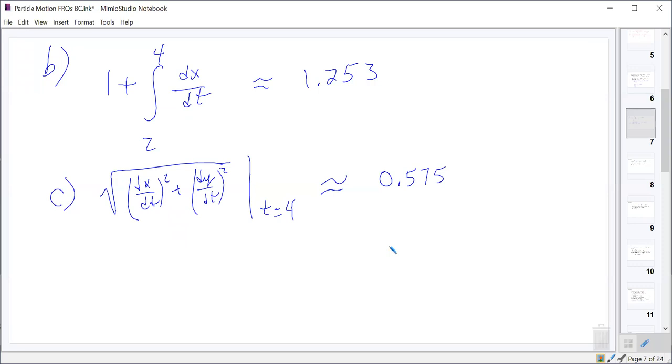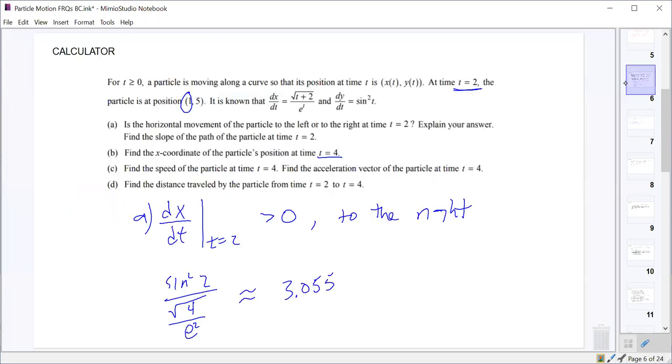Are we good with 0.575 or no? All right. Let's go with 0.575. Jenna, you got that this time? No? Okay. All right. We're going to stick with 0.575. Then we want to find the acceleration vector at 4. So we got to take the derivative of each of those. The bell rings, so we'll do the rest of this next time. We'll do the second part of C and D next time.